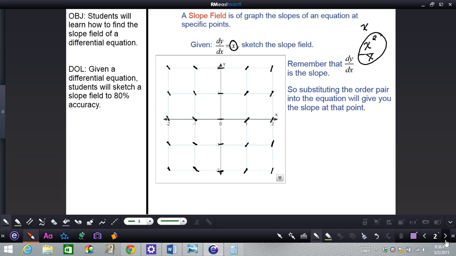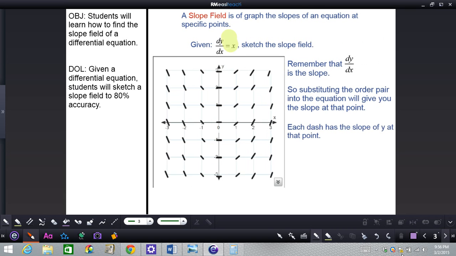I'll leave it there. Again, it's not anything more involved than that. That's basically what our lesson is today. All right, so now I'm moving on.